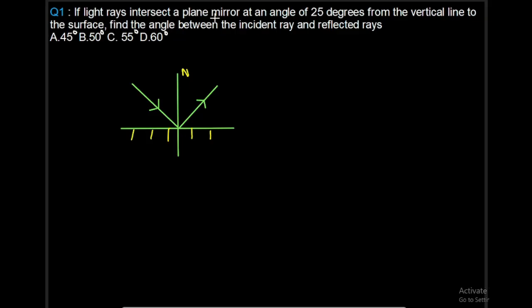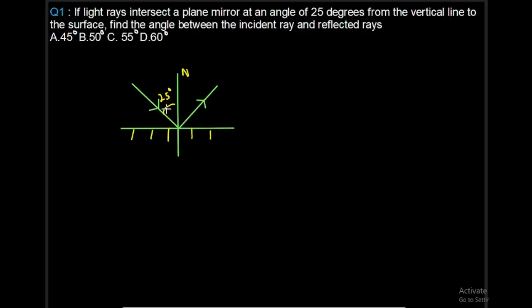If light rays intersect a plane mirror at an angle of 25 degrees from the vertical, the light ray hits a plane mirror. This is the one that intersects the plane mirror at an angle of 25 degrees to the vertical. So from the ray that strikes the mirror to the vertical, we have 25 degrees. So we have a vertical or normal to the surface to the light ray that intersects the mirror.